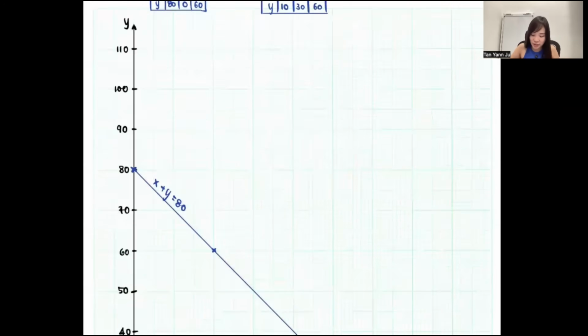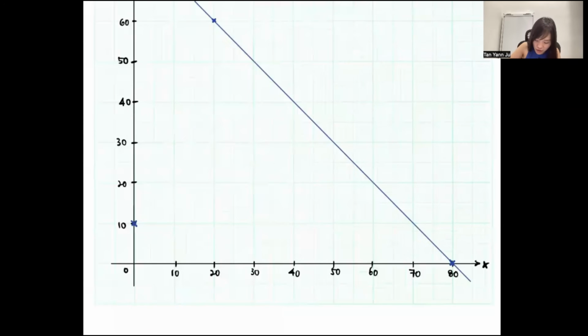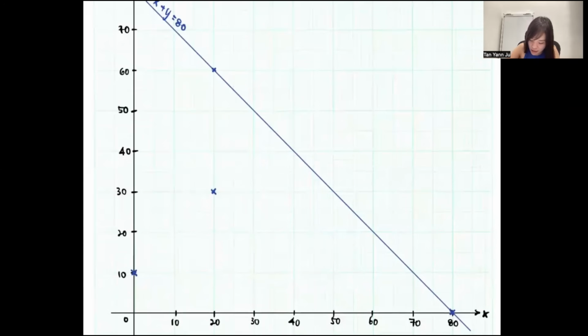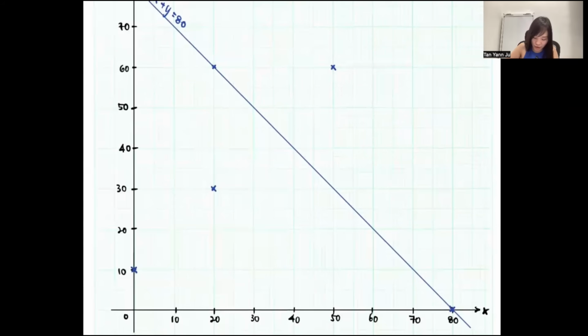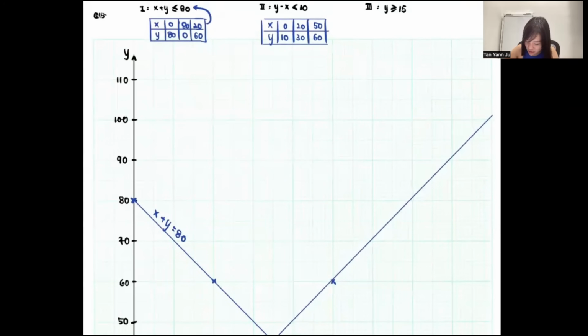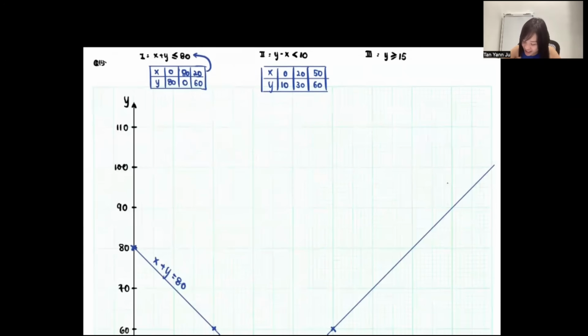Enough. 0, 10, that is the first point, okay? 20, 30, this is the second point. 50, 60, this is the third point. So now I take a ruler, connect them. Normally I draw a very long one, although it's not necessary. So my dear, this equation is y minus x equals 10. Okay, the third one, I draw it here.